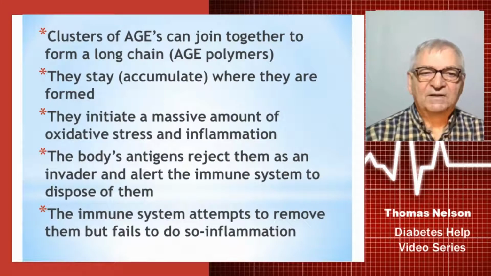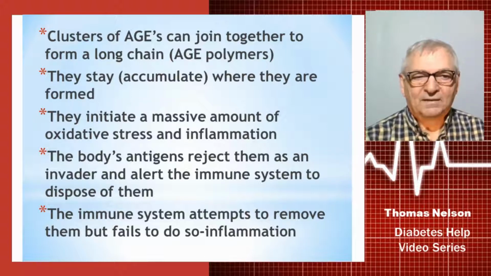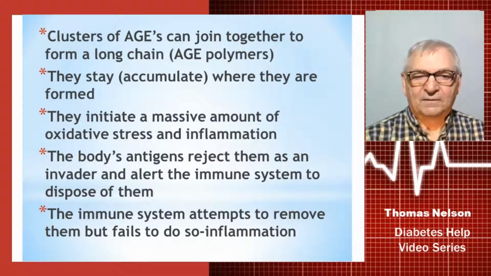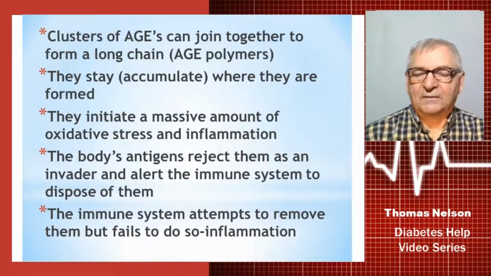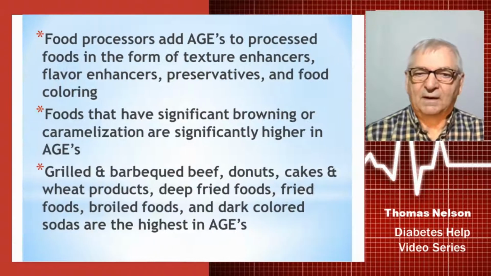So clusters of AGEs can join together to form a long chain. They're called AGE polymers. They accumulate wherever they form. They initiate a massive amount of oxidative stress and inflammation wherever they form. The body's antigens reject them as an invader. They alert your immune system to their existence, and your immune system tries to dispose of them but fails. So inflammation can rage on in a chronic state for a very long period of time.